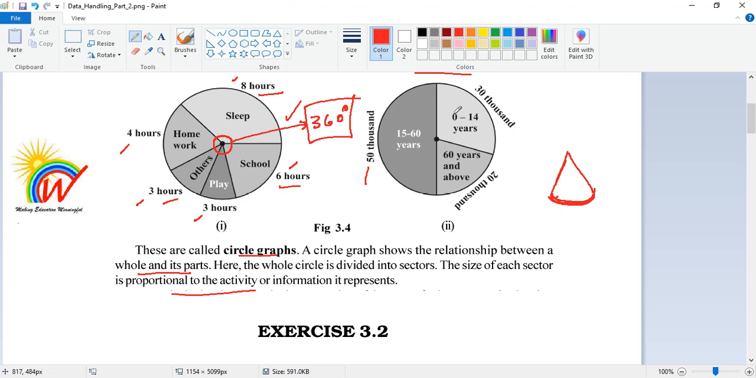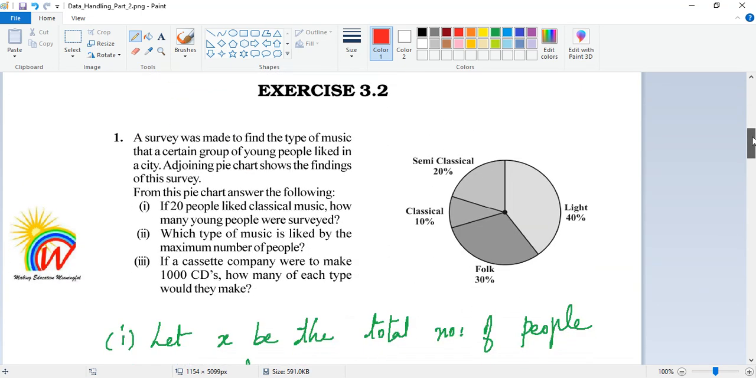Now you look at this, a straight angle, so this is 180 degrees. These two together should add up to 180 degrees. So in total it should give you 360 degrees. Okay, now we'll do a few exercise problems so you'll understand better.